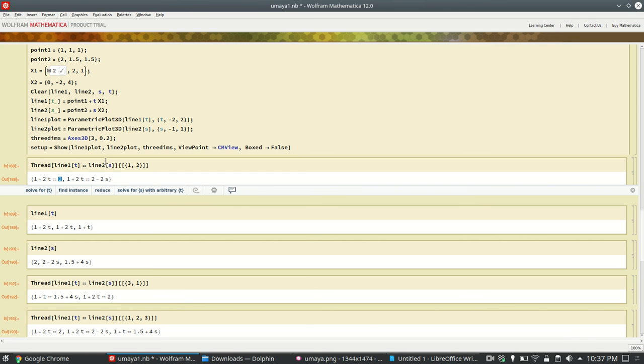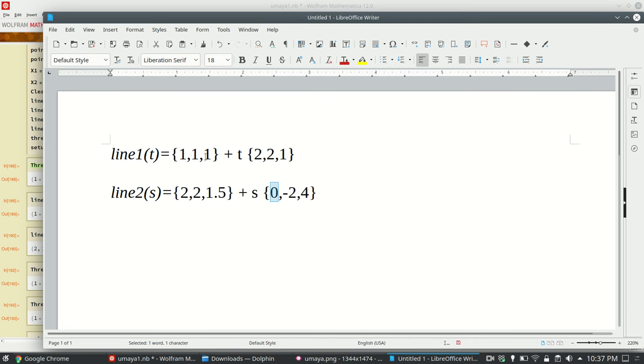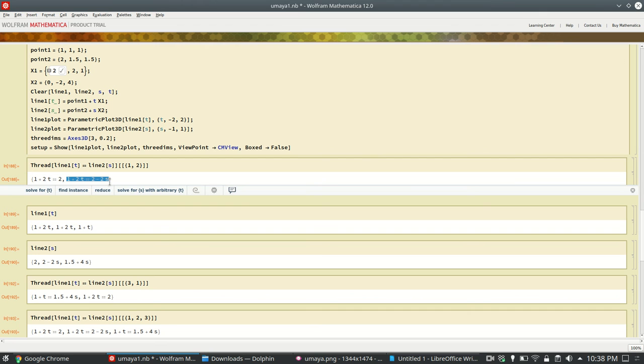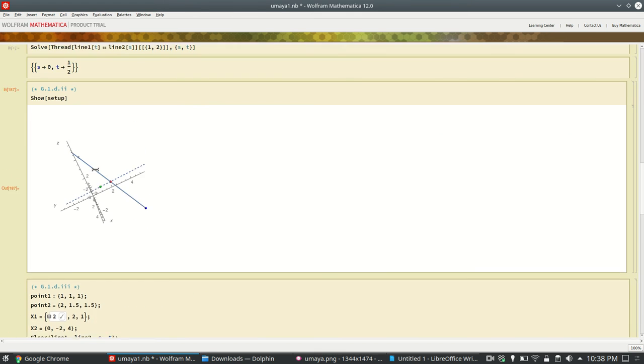And then the thread function has Mathematica apply the same equation to the next position, which in this case will be position number 2. So position 2 is the same as position 1 for line 1 because it's just 1 and 2 here again. So it's going to be 1 plus 2t. But for line 2, it's 2 plus s times negative 2. So 2 minus 2s. So there it is: 1 plus 2t equals 2 minus 2s. So the thread function just takes this equation and applies it to each thing that comes after. Now, we use the solve function to solve those equations.